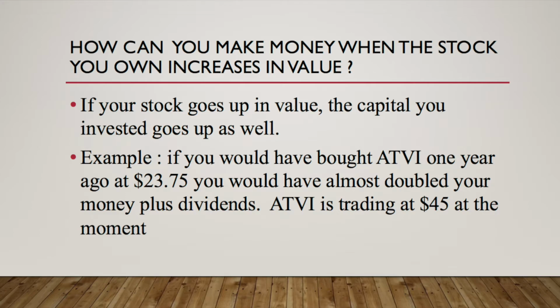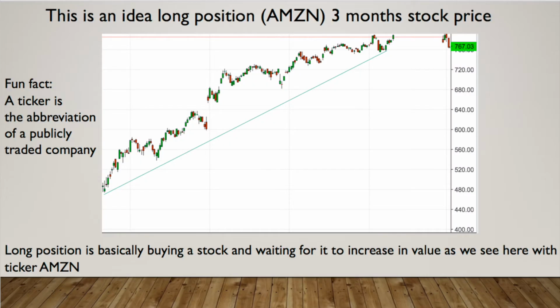A stock can go up for many reasons. Maybe a company has a new product that seems to be a great seller. This is a graph of an ideal long position. Long position is basically buying a stock and waiting for it to increase in value, as we see here with the ticker Amazon. Fun fact, a ticker is the abbreviation of a publicly traded company. For example, Amazon's ticker is AMZN. As you get more familiar with the company, you start to understand and get to know the tickers.